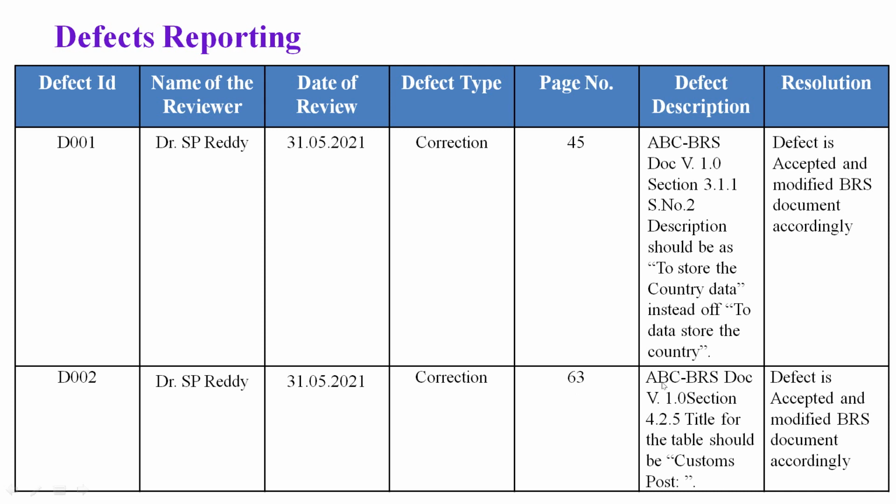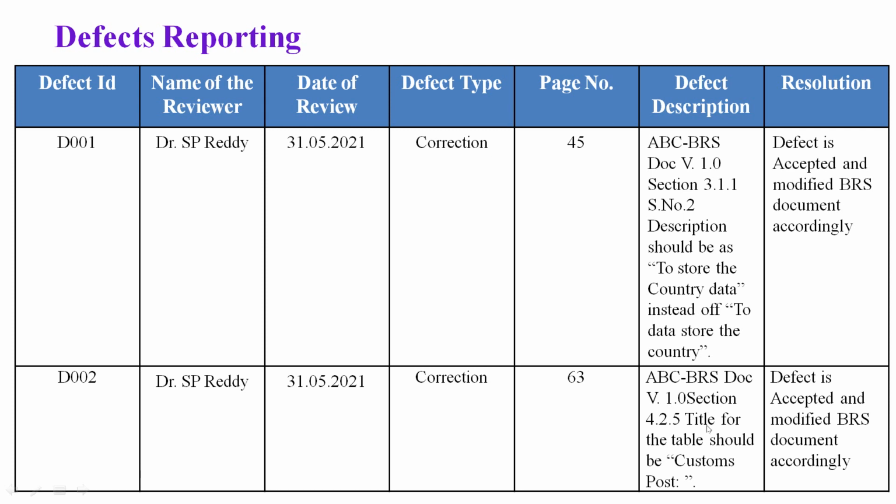Here the defect type is correction, the page number is 63, and the defect description: ABC is the name of the project. This is a BRS document with version 1.0. Under the section 4.2.5, the title for the table should be custom post. So here this is a correction. That's why the defect type is a correction.